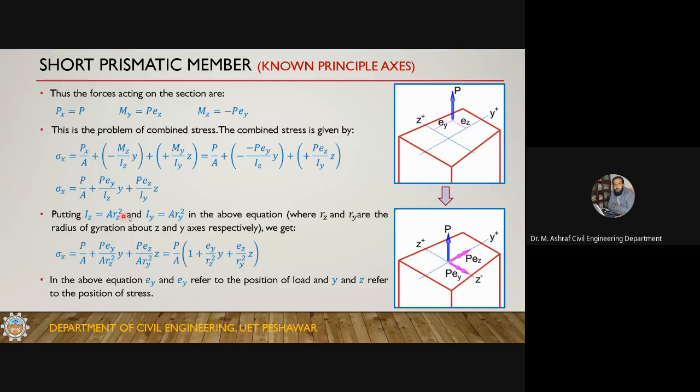For that, we'll be using the expression Iz is equal to A Rz squared. Which section was it? Section E was not familiar with this one. With this radius of gyration, what about you? Have you heard the word Rz or Ry, the radius of gyration? No, sir. No, sir.